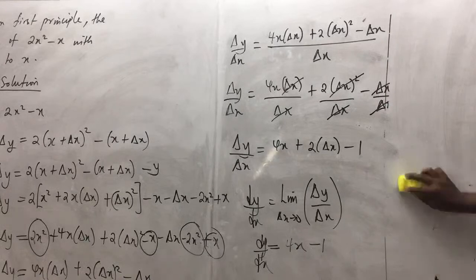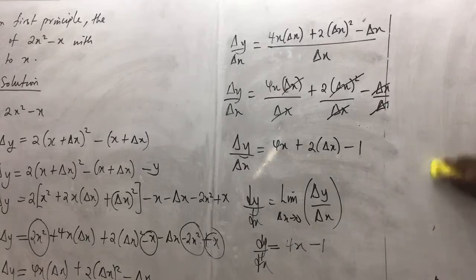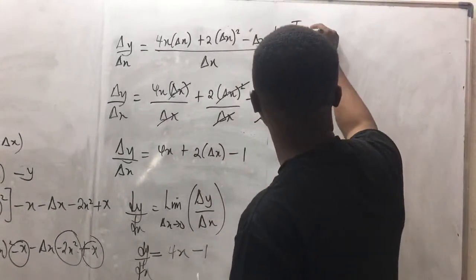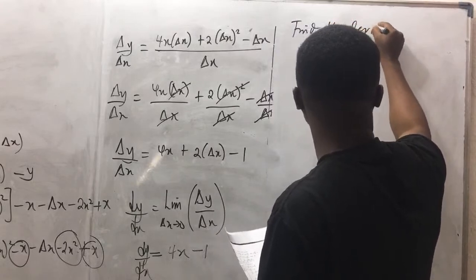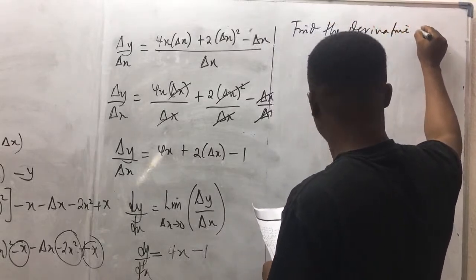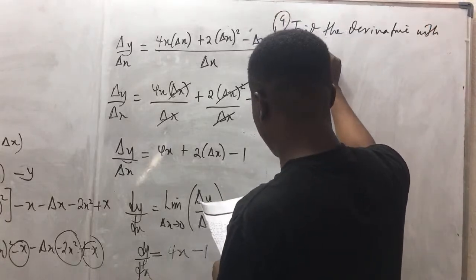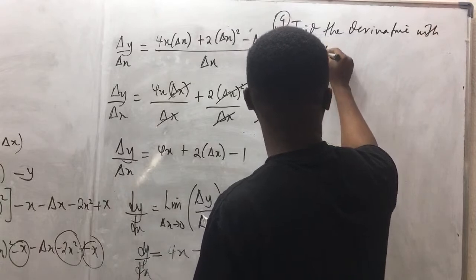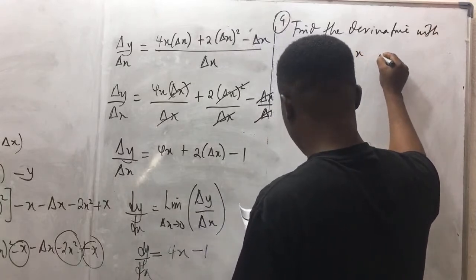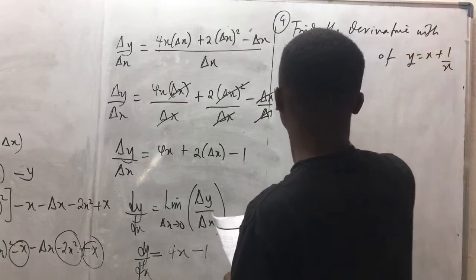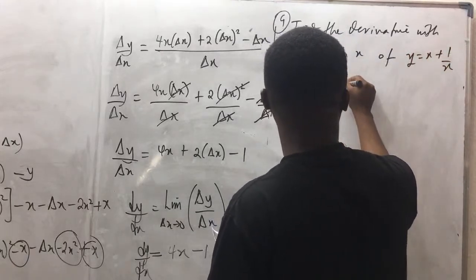So what does problem 9 say? Problem 9 says: find the derivative with respect to x of the function y equals x plus 1 over x from first principle.